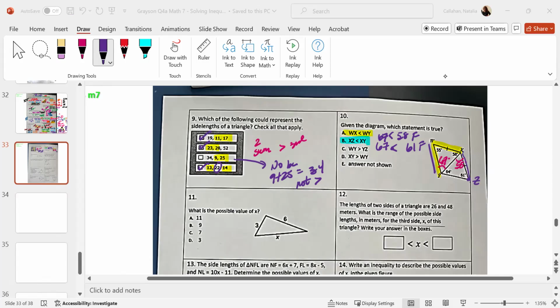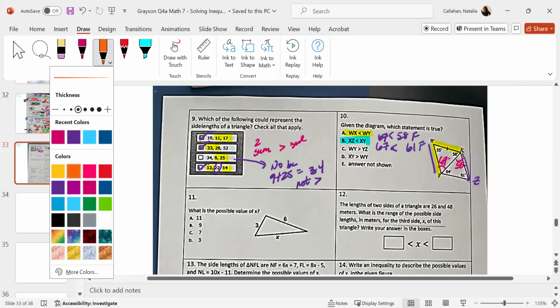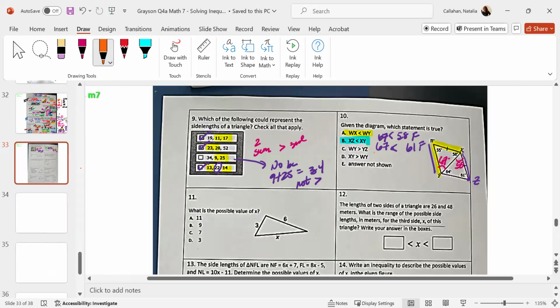So let's have you try by yourself. All right, let's take a look over here. WY is 58, is greater than YZ, which is 55. That is true. Do you see that? YZ is 55. Yeah, that's correct. Next one.